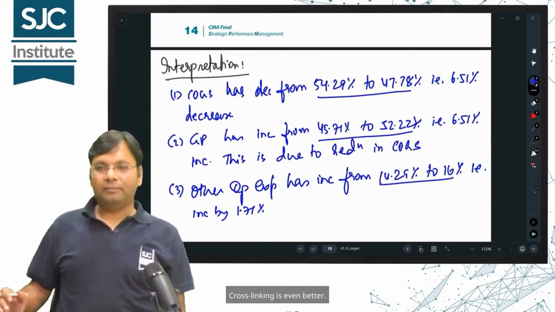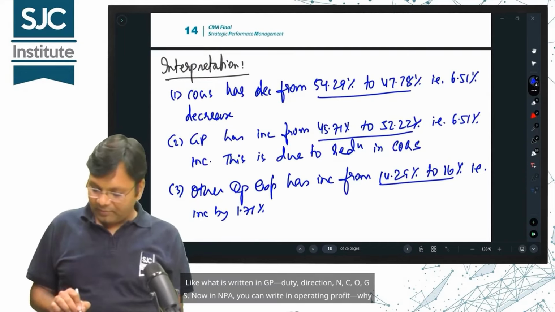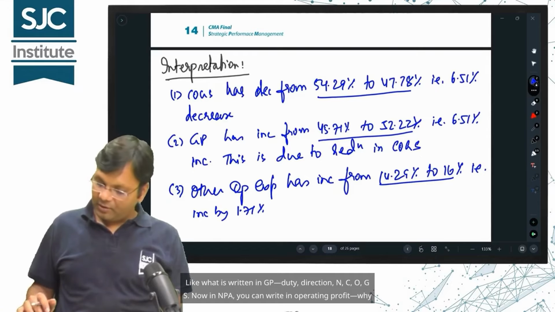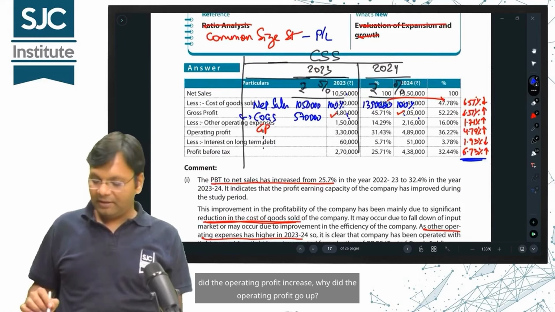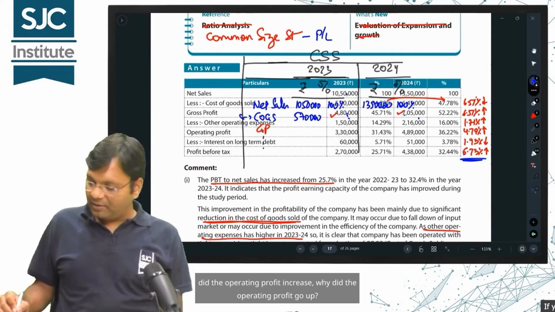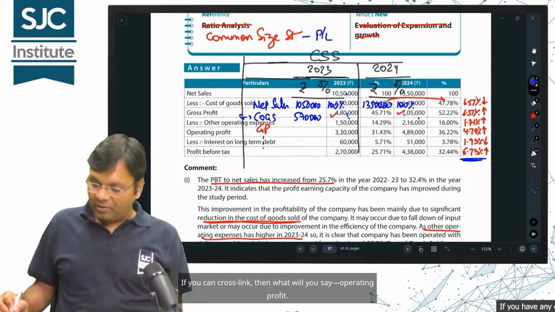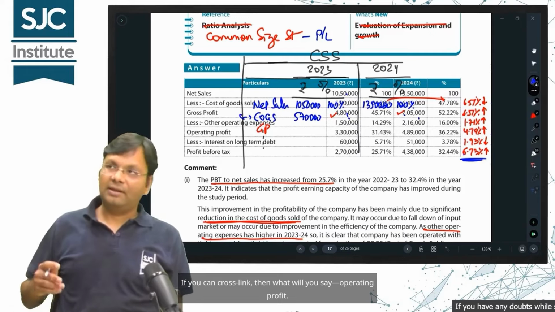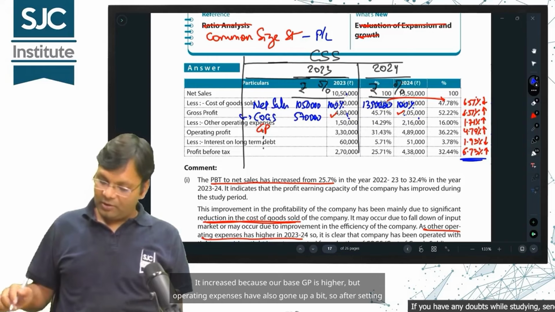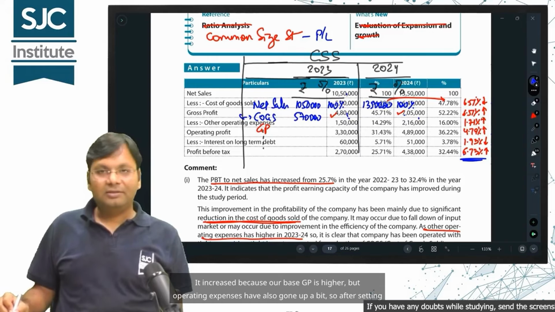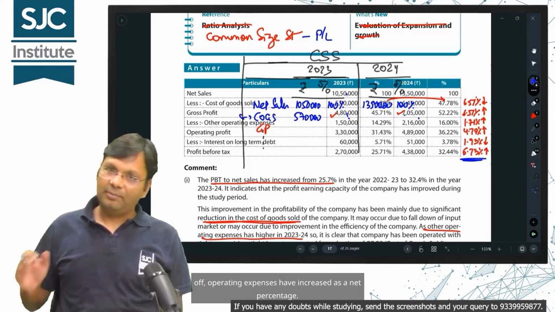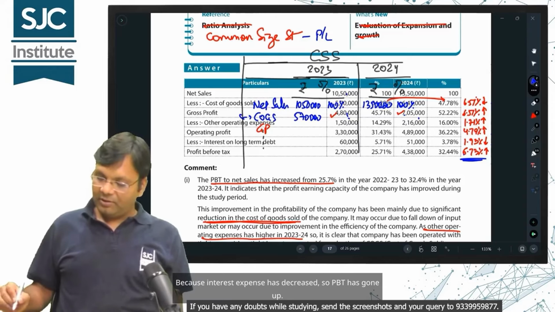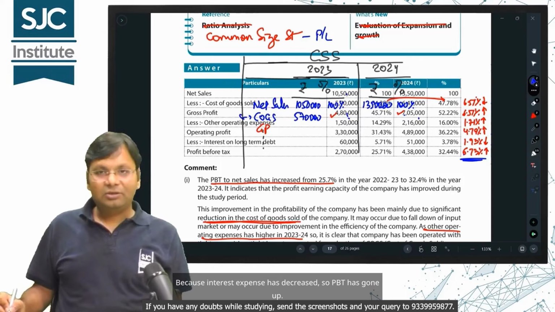Cross-linking is even better. Like what is written in GP, now in operating profit you can write why the operating profit increased. If you can cross-link, then what will you say? Operating profit increased because our base GP is higher, but operating expenses have also gone up a bit. So after setting off, operating expenses have increased as a net percentage. Why did PBT increase? Because interest expense has decreased, so PBT has gone up.